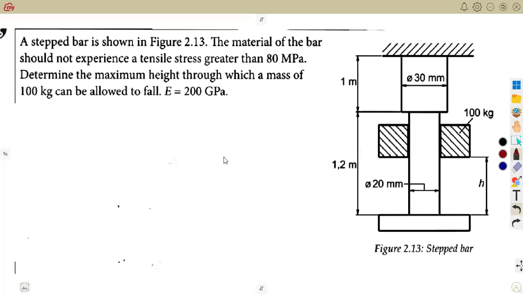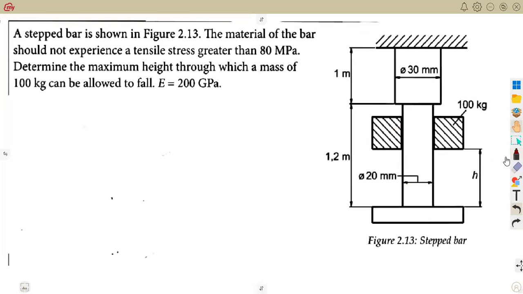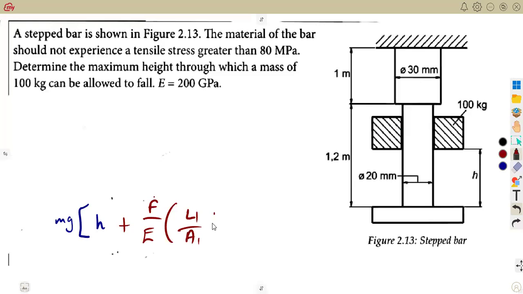Let's see. If you consider here, it has actually affected everything. So let's just have our formula again. Like I was saying, guys, working with this software, sometimes just hope everything is going to be clear here. Remember, this was H, and we had our bracket plus the part of the extension. It was F over E, into L1 over A1 plus L2 over A2.